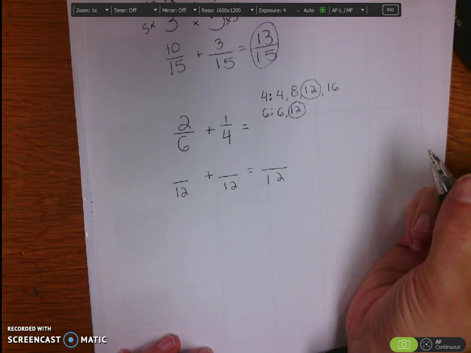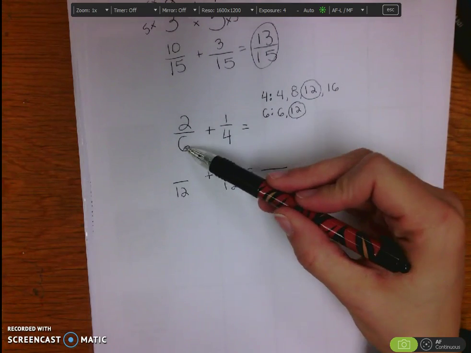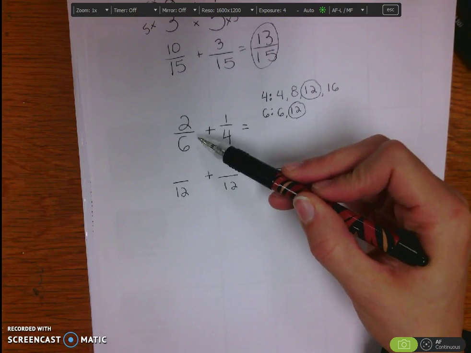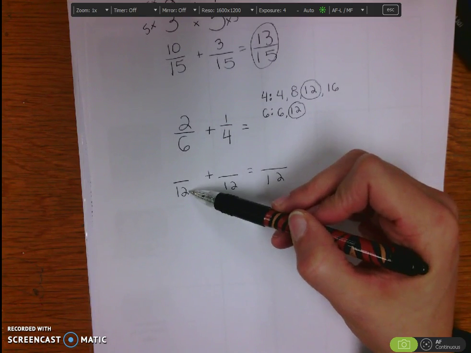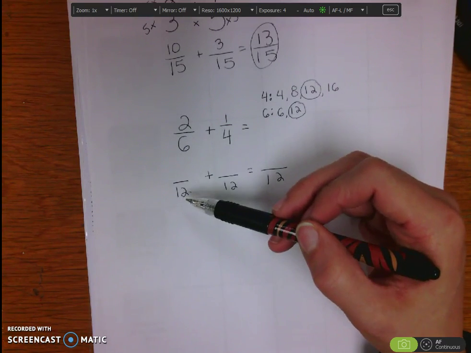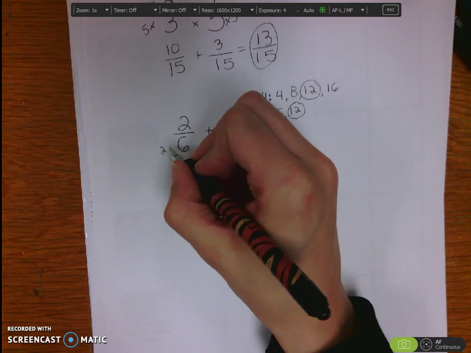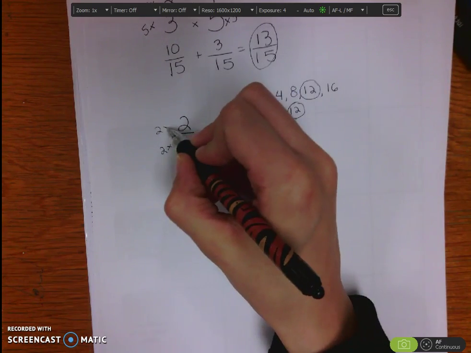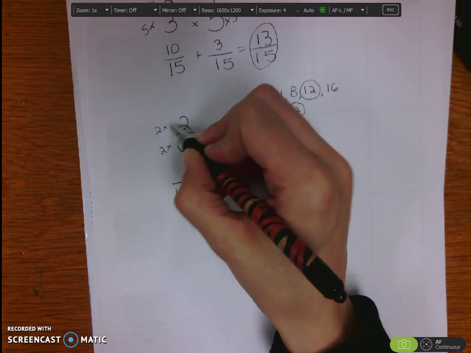Okay? Then the only thing that we have to remember is how we got from this denominator to this denominator. So 6 times what gets me to 12? Well, 6 times 2. And whatever we do to the bottom, we do to the top. So my new numerator is 2 times 2, which equals 4.